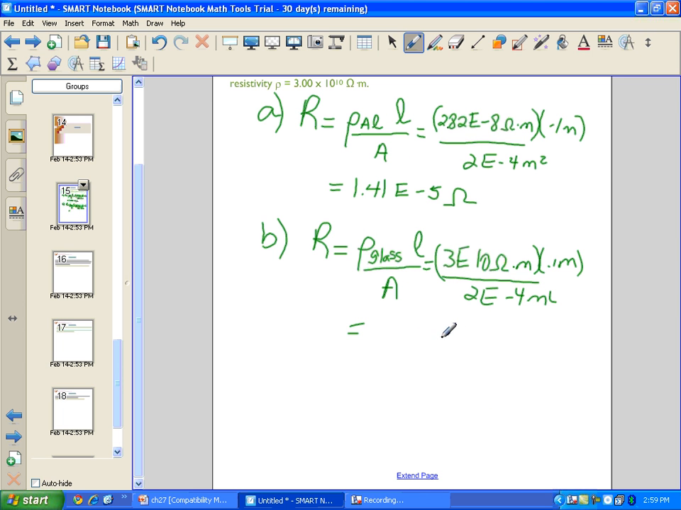And we get a value of 1.5 e to the 13 ohms, and you can see the resistance is much higher. The resistance in this case would be 13 plus 5, again 18 orders of magnitude higher.